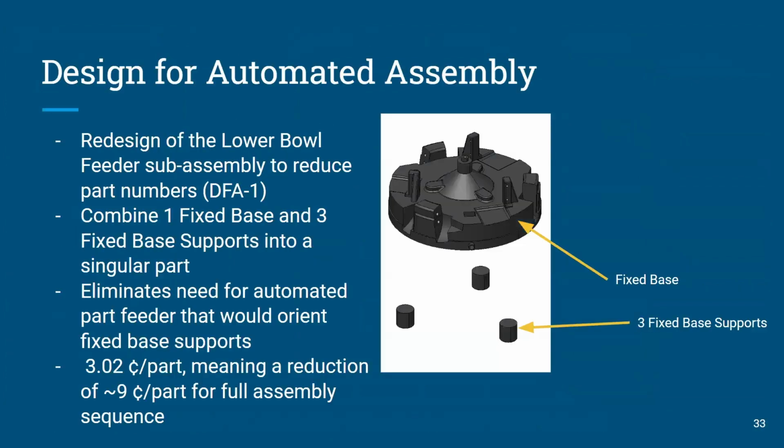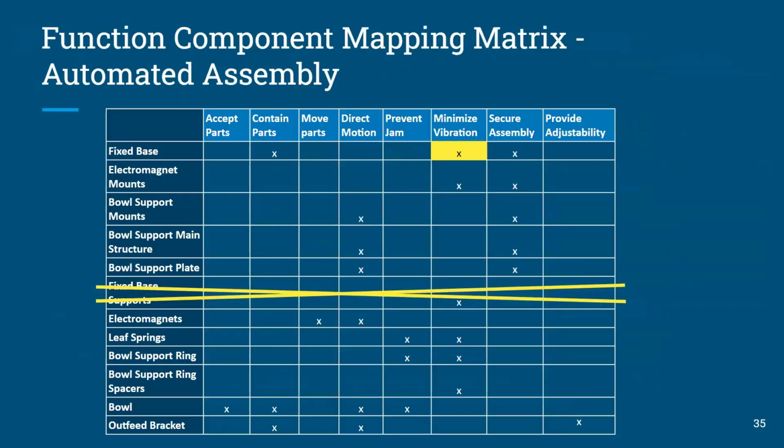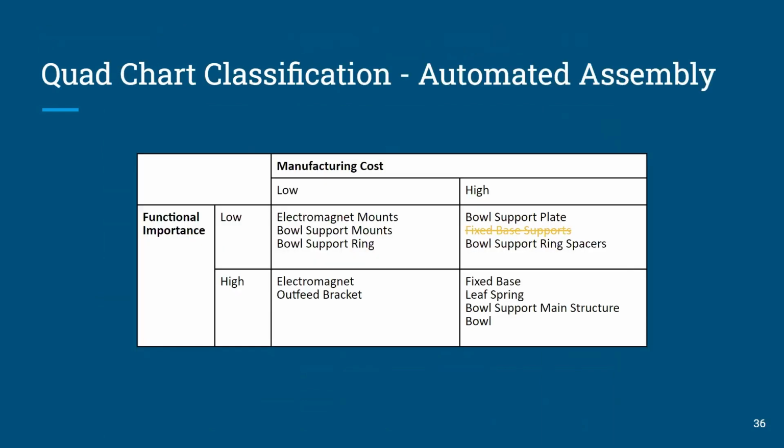We took the large fixed base and the 3 small fixed base supports, and we wanted to redesign it to reduce all those base supports. By doing so, we reduced about 9 cents of assembly sequence cost. This is the before and after for the modified base. As you can see, we got rid of those base supports, and this is our function conformality matrix. The fixed base supports only did one function, so we removed them and we added that function to the fixed base. And then we removed that one part from our quad chart.